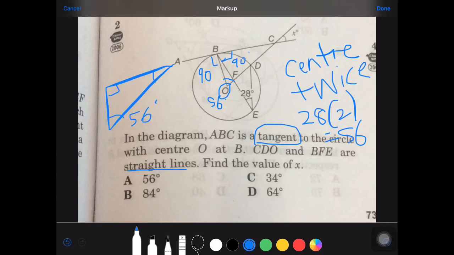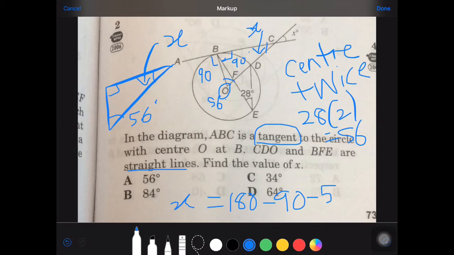I just redrew everything. Alright, now if you look at your x, it is similar to the other side because you have two straight lines, so the two angles must be the same because they are equal in size, so it should be x as well. To find x, simply 180 minus 90 minus 56, so you should get 34 degrees. So the answer will be C, 34 degrees.